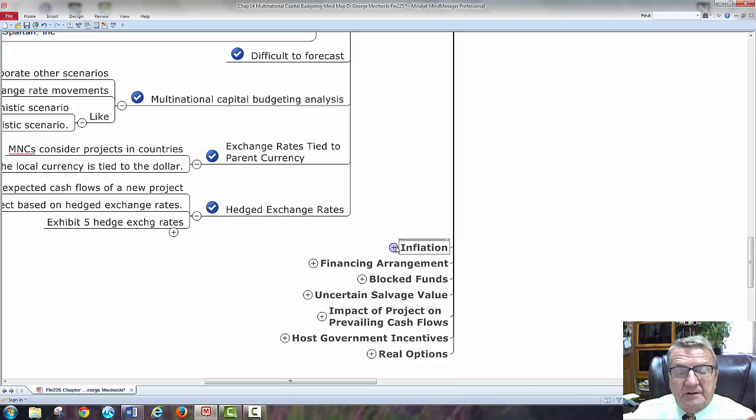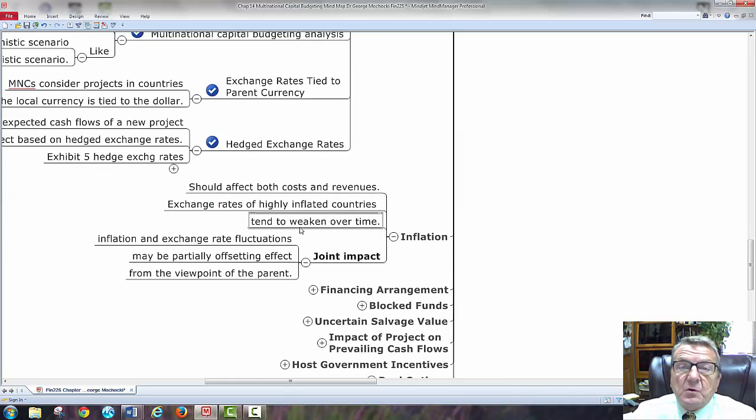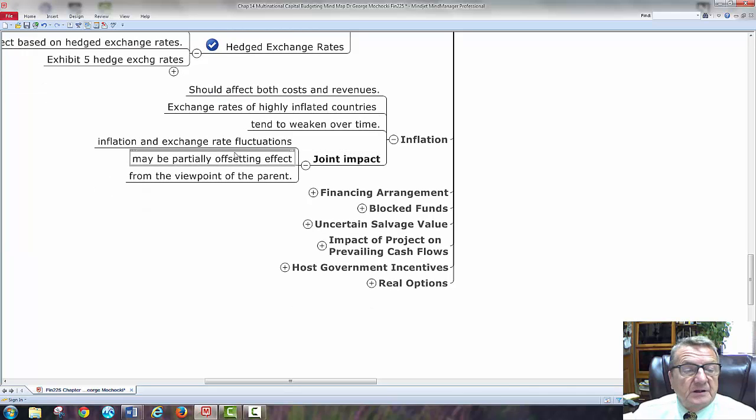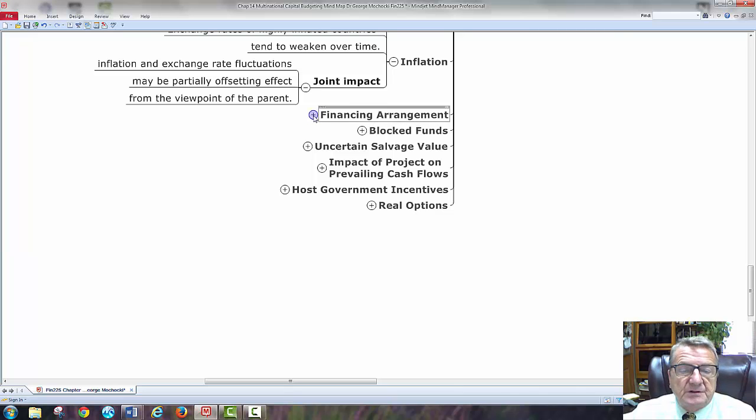Okay, so that's right. Let's go now to inflation. Inflation should affect both costs and revenue, so I didn't finish it. Exchange rates of highly inflated countries tend to weaken over time. Okay? Joint impact: inflation and exchange rate fluctuation. So keep them together because usually they're tied fairly closely. Remember the exchange rate and the inflation rate, or the consumer price index, so it gives me a good indicator. Maybe partially offset effect from the viewpoint of a parent. Now financing arrangements.